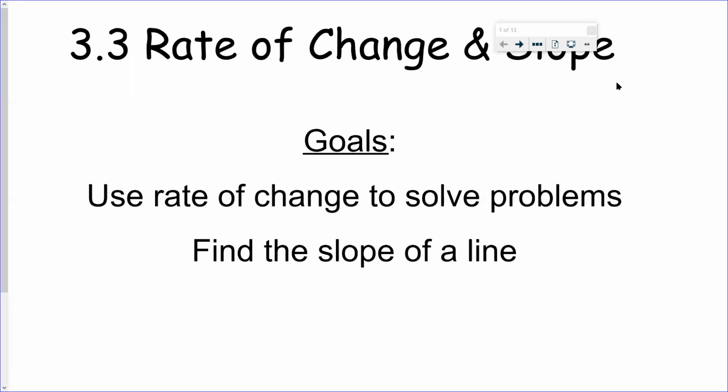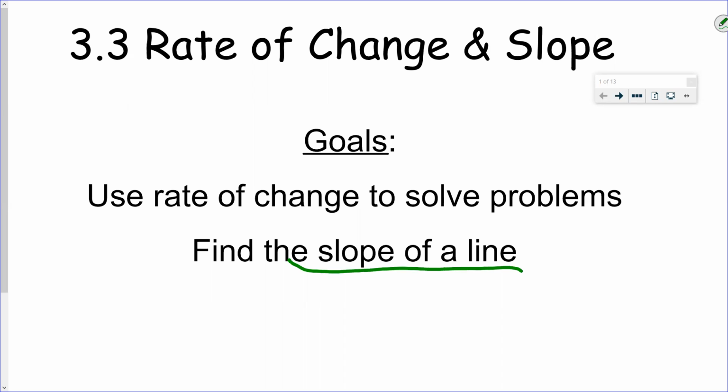All right, so we're going to look at 3.3, rate of change and slope. They're both basically the same thing. They're both talking about the change in your y value and the change in the x value, comparing those. So our goal is to use rate of change to solve problems, but our main goal we're really going to look at is making sure we can find the slope of a line.